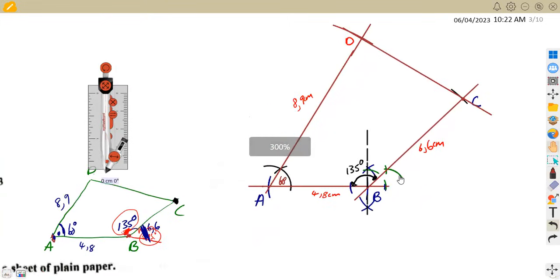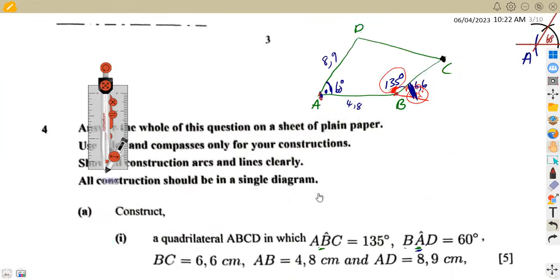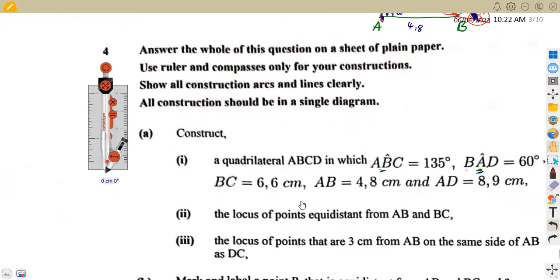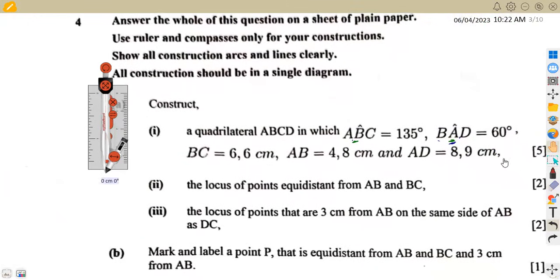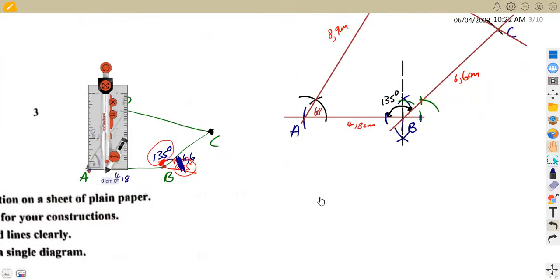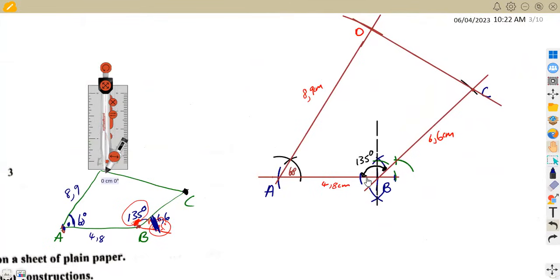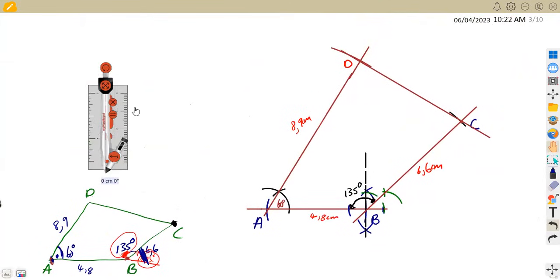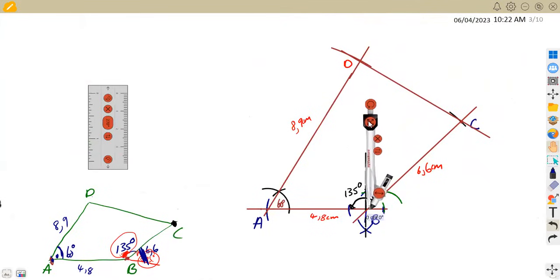All right, so let's check the other part of the question that we were given. Now we are given item 2. So on item 2, we are now asked to construct the locus of points, take note, equidistant from AB and BC. So AB is a line, BC is a line. So that's an angle bisector at B. So here we are going to bisect the angle at B. If you take note, A to B, B to C, that's a line. So that's a locus.